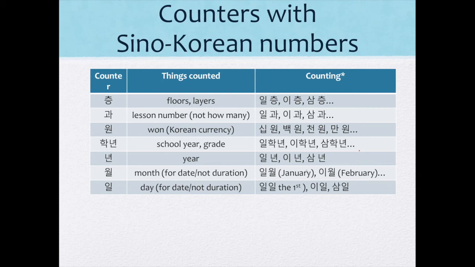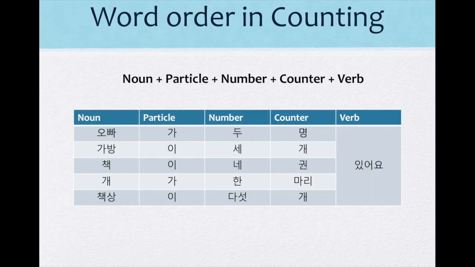That's again the duration. 월 means month, not duration, but a specific month. So it's a pointer, right? It's a counter and a pointer. So 1월, January, 2월, February. So we don't use names like January, February. We just count using numbers. 일 is the date, not duration. So 1일, the first day of the month, for example. 2일, 3일.